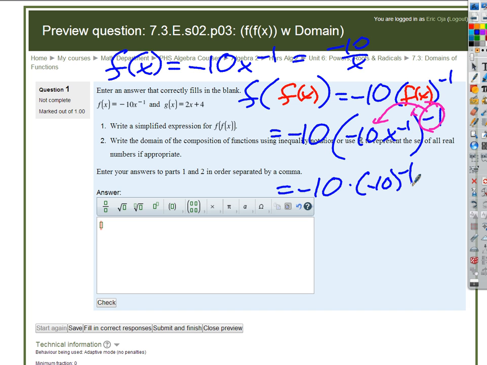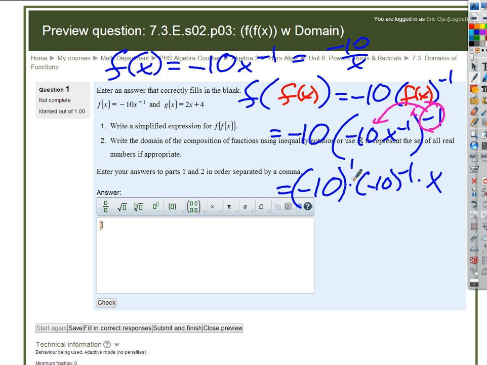Times x to what power? X to 1. To the x to the negative 1 to the negative 1 is x to the 1, right? Okay. Well, what's this going to be? What's negative 10 times negative 10 to the minus 1? Negative 100. Well, that's like saying negative 10 to the 1.